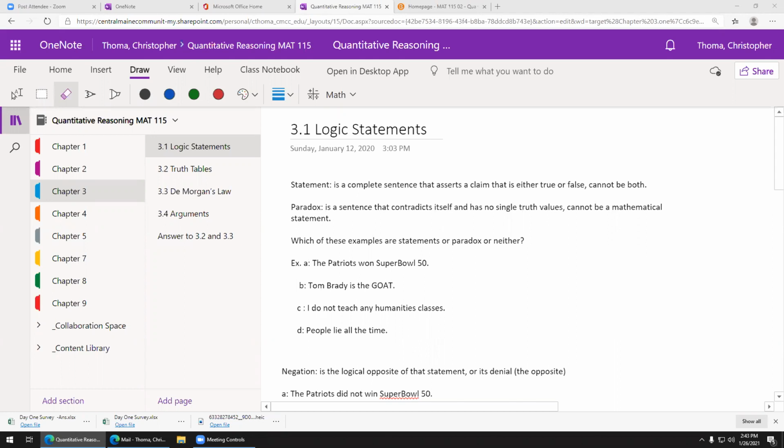So for example, the Patriots won Super Bowl 50. That would be a statement, right? Because no matter how you feel about the Patriots, they did win the game, right? So therefore it is a true sentence. It's a complete sentence, and it is completely only true. So that is a statement.